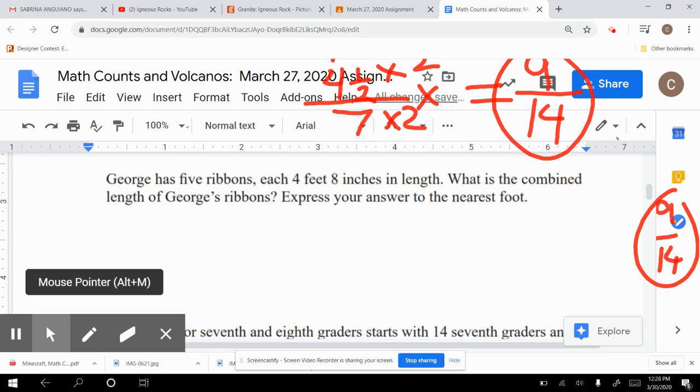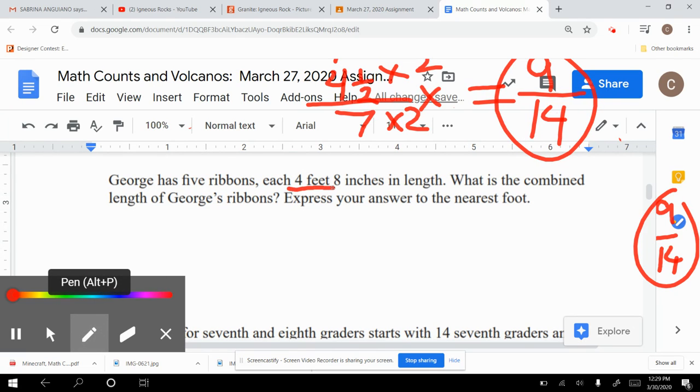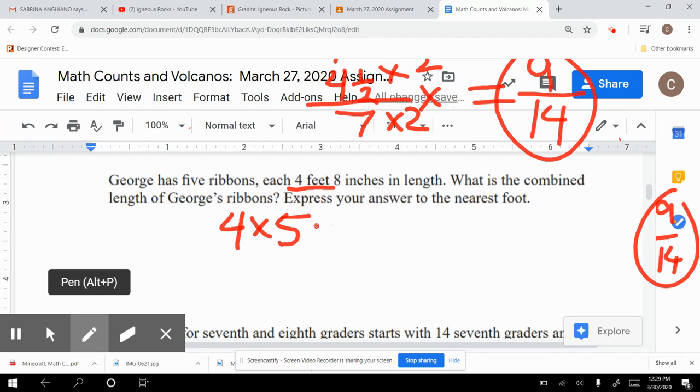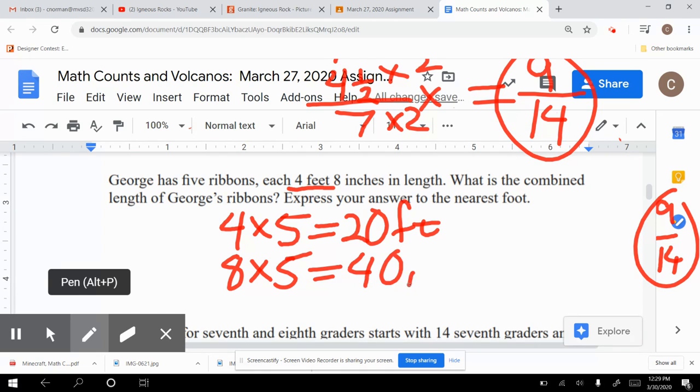There's a couple ways you could do this. Let's first take 5 ribbons, and we're just going to figure out how many whole feet we have. So if we have 4 times 5, that's going to give us 20 feet. Okay, now let's take the 8 inches, because each one of them has 8 inches on top of the 4. Let's make sure that we label this as feet so we don't lose track. Now we're going to take those 8 inches also times 5, and that's going to give us 40 inches.